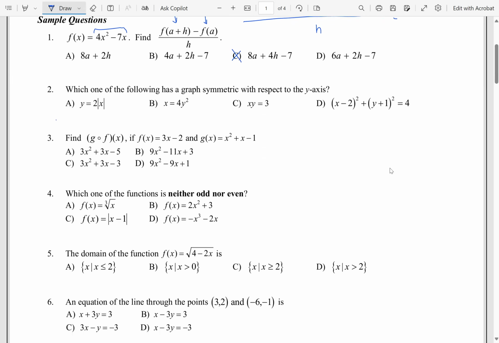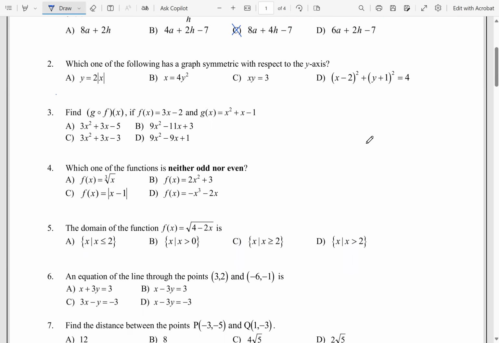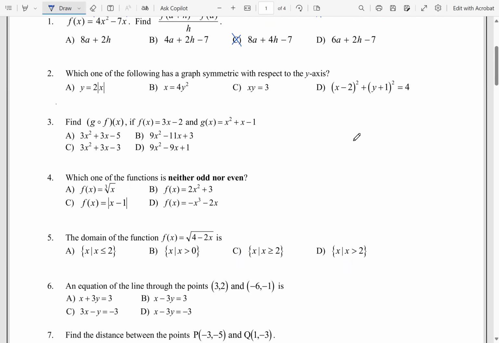Question number 2. Which one of the following has a graph symmetric with respect to the y-axis? Something like the absolute value of x is symmetric with respect to the y-axis. It means an even function, like the absolute value of x, or like the parabola x squared, the famous parent function. The one that satisfies this property is A, y equals the absolute value of x.